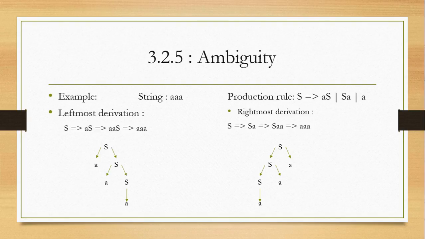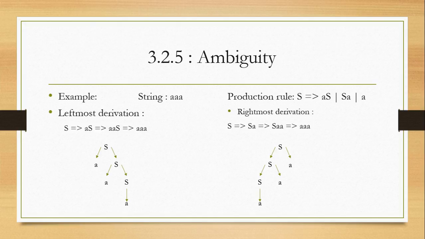and production rules S derives AS, S derives SA, and S derives A. For the leftmost derivation, we will use the first production rule, which is S derives AS, and applying the first rule again, we will have AAS. Then we will have the string AAA. For the derivation tree, S will be derived as AS, and the non-terminal S will derive as AS, and then the last will derive as A, as follows.